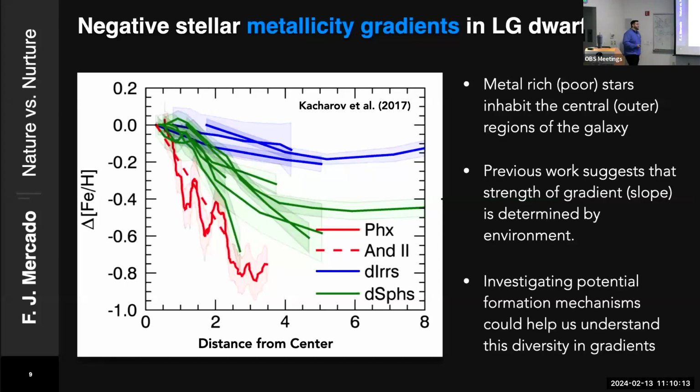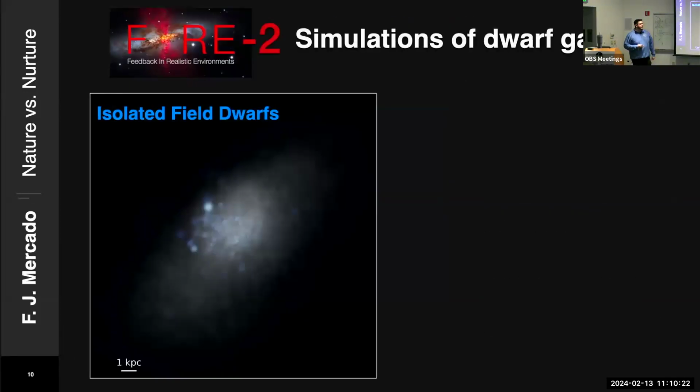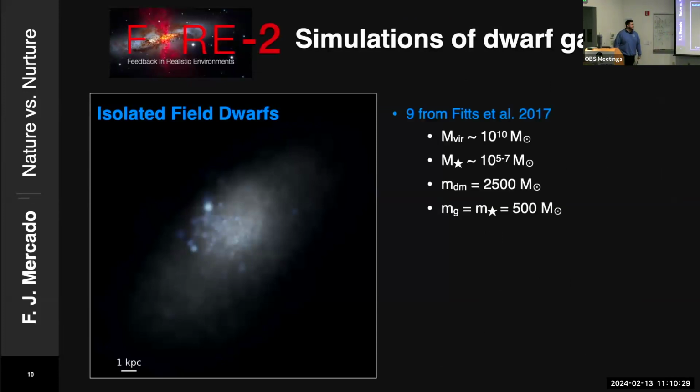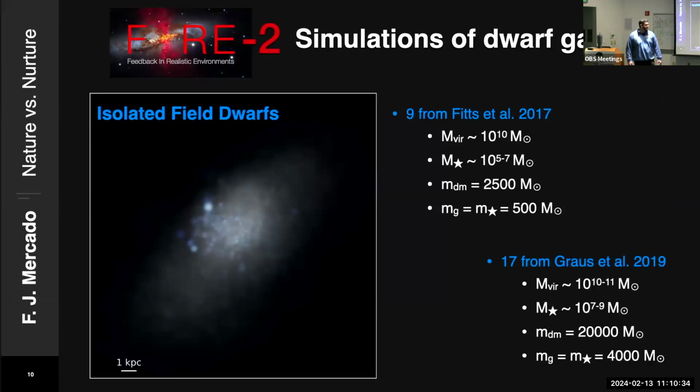And so what I do in this work is really investigate potential formation mechanisms that can help us understand the diversity in these gradients. What really sets this diversity? So to look at this, I use a suite of isolated field dwarf galaxies run with the FIRE-2 simulations. 9 of them are introduced in Fitz et al., while 17 of them are introduced in 2019 by Andrew Graus. And so their virial masses range between 10^10 to 10^11 solar masses, while their stellar masses range between 10^5 to 10^9 solar masses.